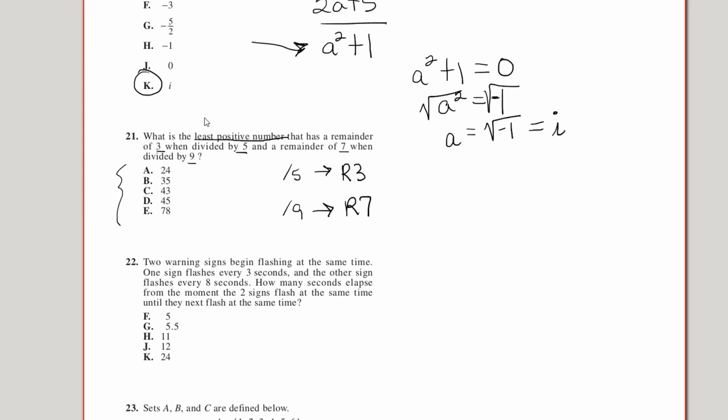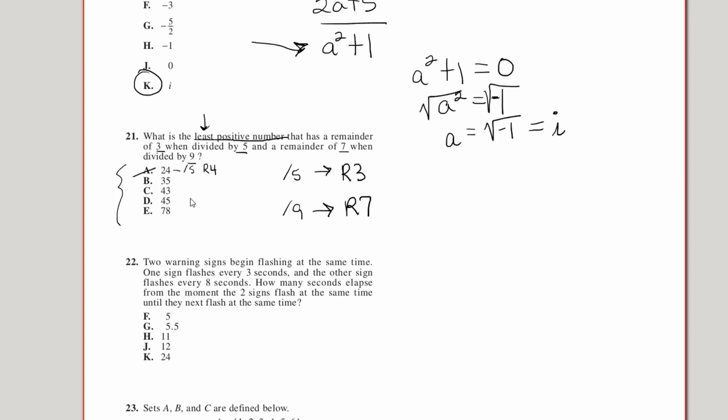So because, like I said, we're looking for the least positive, I'm going to start with the smaller number. In general, answer choices are given A through E from the least to the greatest. But it could vary. Sometimes they give us the greatest to the least. But since we're looking for the least positive, I want to start with my smaller number and work my way up. So when I take 24 and divide it by 5, I'm going to get a remainder of 4, and that does not satisfy that first condition.